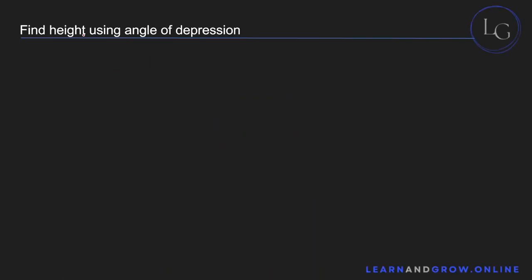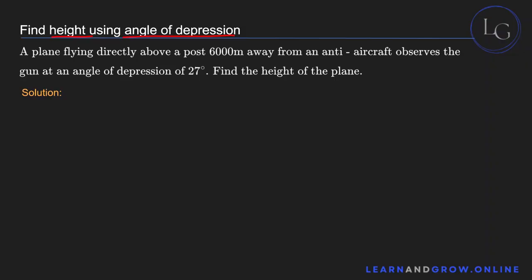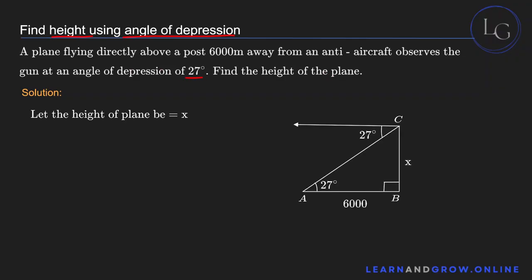Now let's see how you can find the height using the angle of depression. It says that a plane flying directly above a post 600 meters away from an anti-aircraft gun observes the gun at an angle of depression of 27 degrees. Find the height of the plane. So basically this is the diagram.